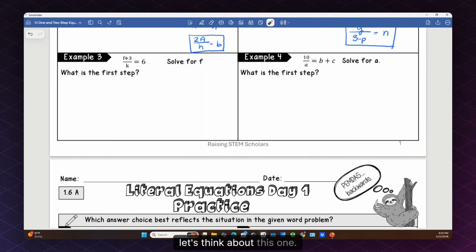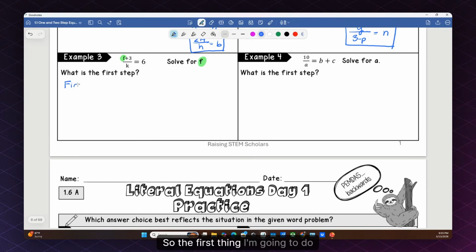Okay, let's think about this one. We have this weird looking guy here, f plus 3 divided by k equals 6, and we're going to solve for f. So we are looking to get f by itself, and my f is up here. Okay, so what is my first step?